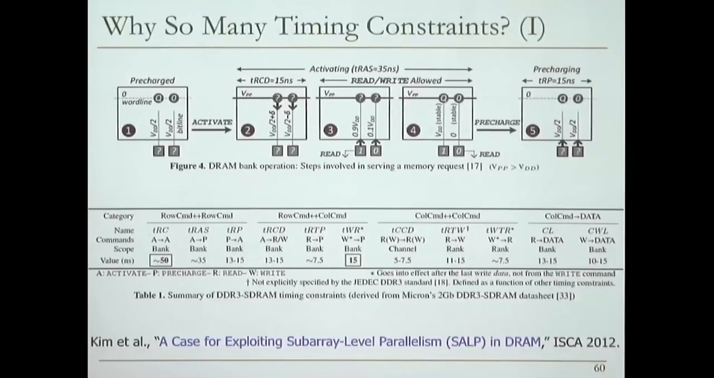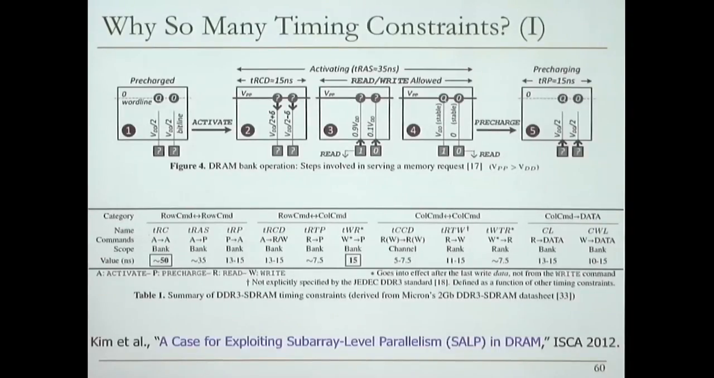There's also a bunch of other things. TWTR, for example, write-to-read latency, and read-to-write latency. These are, as you can see, at the rank level. You have to enforce it at the rank level, not at the bank level. And there are also channel level constraints called CCD. When can you do read-to-read, write-to-write? These are all there for physical reasons because of the way the circuitry operates.